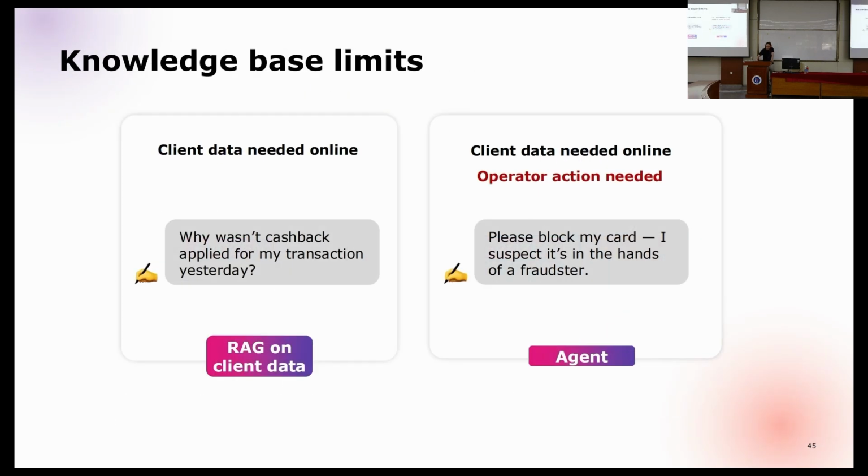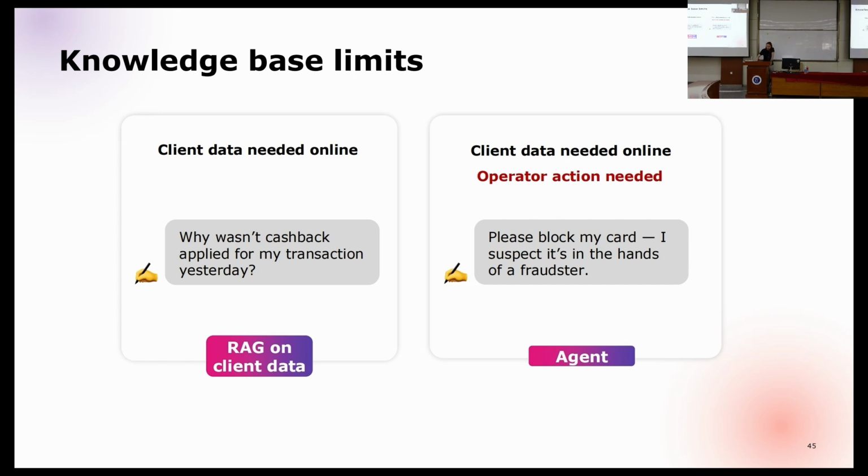Okay, let's speak about limits. There are some limits when we speak about the knowledge base. Not all questions can be answered using only the knowledge base. For example, a client might ask something about his personal information. He can ask something about his yesterday transaction. And of course, there is no information about the client's transaction in our knowledge base. It is personal information, it is online information, and it is not presented in the knowledge base. So we need to do retrieval augmented generation based on client data.